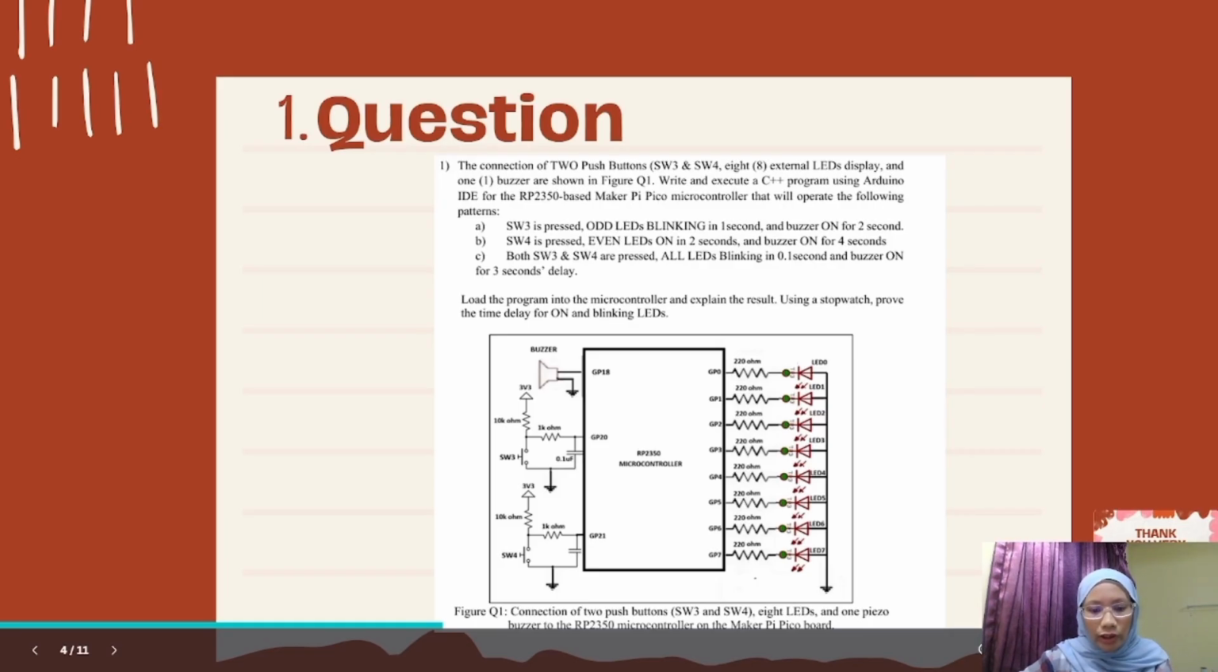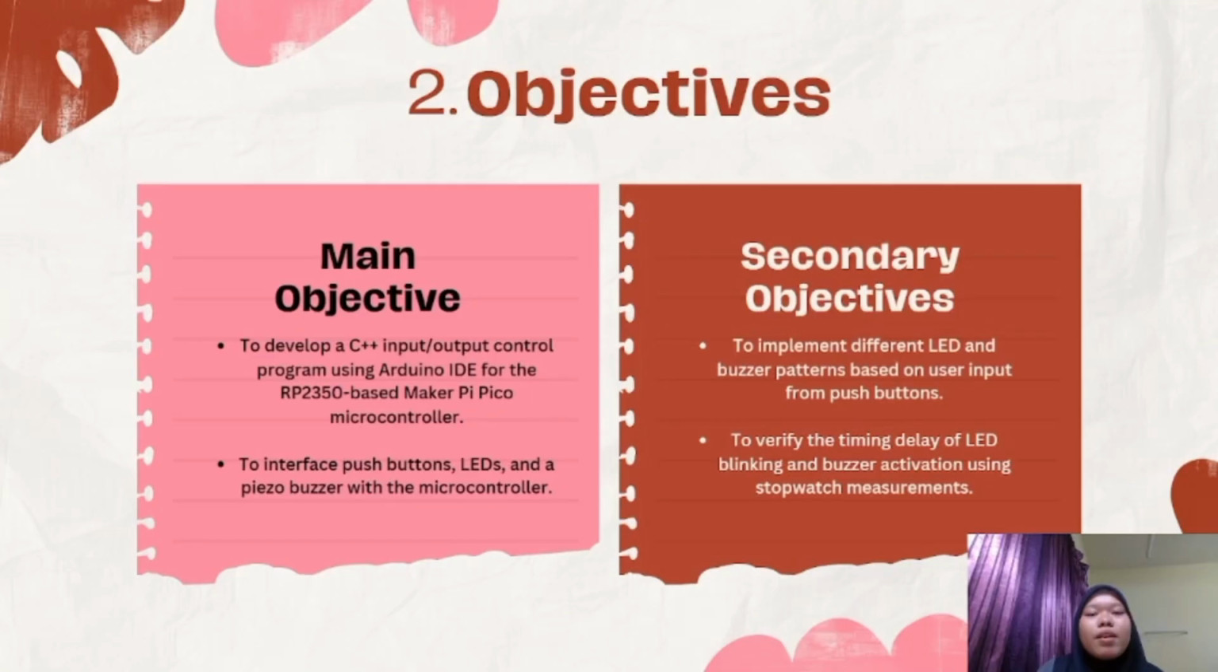The figure shows the connection of two push buttons, Switch 3 and Switch 4, 8 LED and 1 piezo buzzer to the Raspberry Pi microcontroller. For this project, we have one main objective and two secondary objectives. The first main objective is to develop a C++ input and output control program using the Arduino IDE for the RP2350 Maker Pi Pico microcontroller. This allows the microcontroller to receive user inputs and generate the appropriate output.